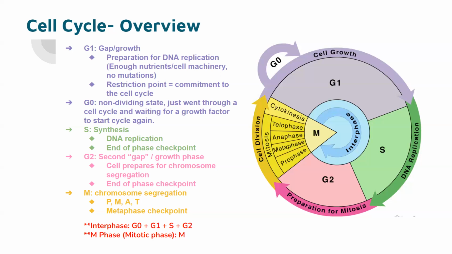And then we have M phase, which is mitosis, and that is separate from interphase. All of our other phases up to this point have been a part of interphase, and then M phase, or mitosis, is kind of its own thing. So we go through prophase, metaphase, anaphase, telophase, and then cytokinesis when we separate into our two daughter cells. So that is an overview for you.